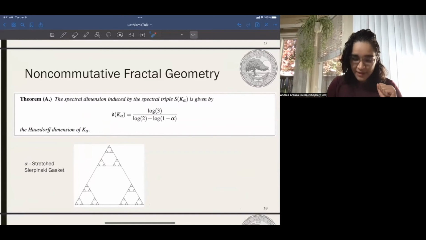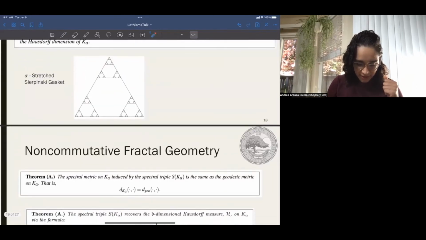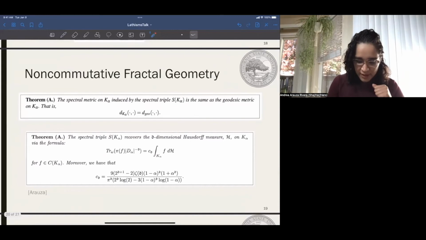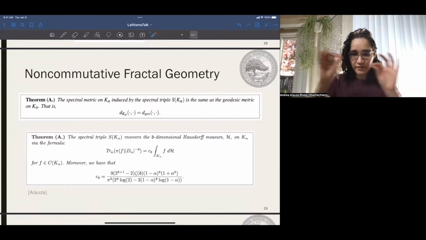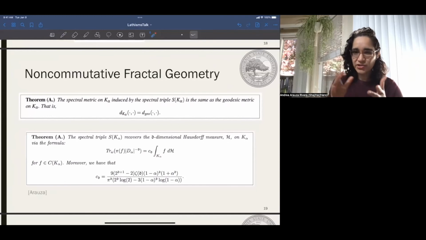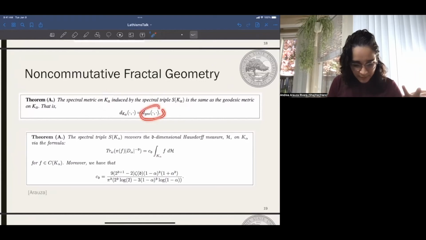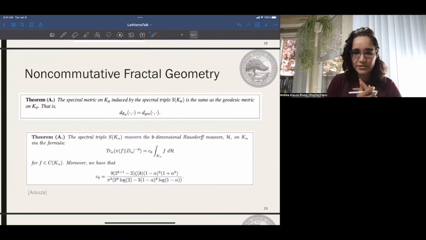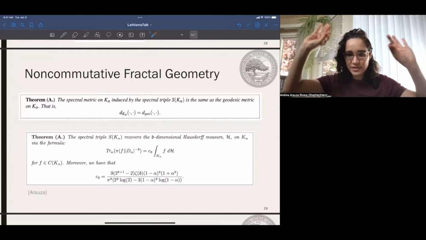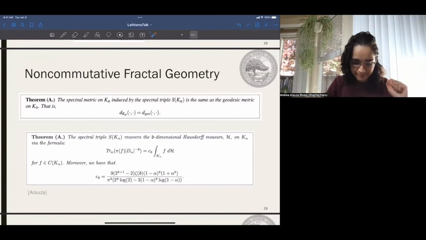So another thing one can do is use these operator algebraic tools, this spectral triple, to define a notion of distance, so a notion of a metric, and then some notion of measure, so something that measures size, right? Another couple of things that I did in the past was I showed that the spectral triple that I could construct for this Stretch-Sierpinski gasket recovers the geodesic metric on the gasket. The geodesic metric is just looking at how long your shortest path is between 2 points in the space.